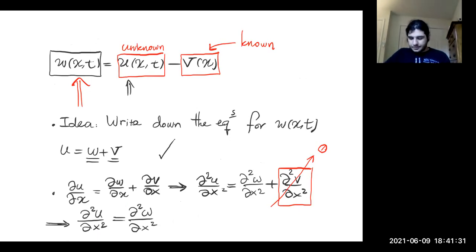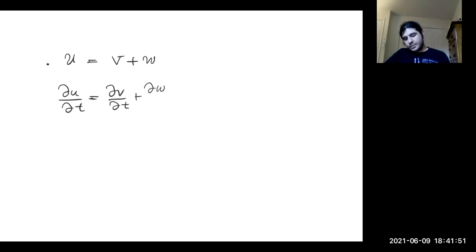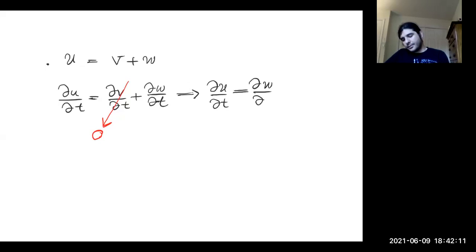That's one thing. The other thing is that since u is equal to v plus w, if we take the derivative with respect to t from both sides, the derivative of u with respect to t is equal to the derivative of v with respect to t plus the derivative of w with respect to t, right? Now we know the derivative of v with respect to t is 0 because v is independent of time, right? It's the steady state solution. Therefore, the derivative of u with respect to t is equal to the derivative of w with respect to t.